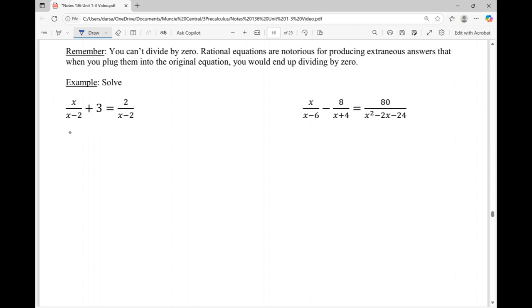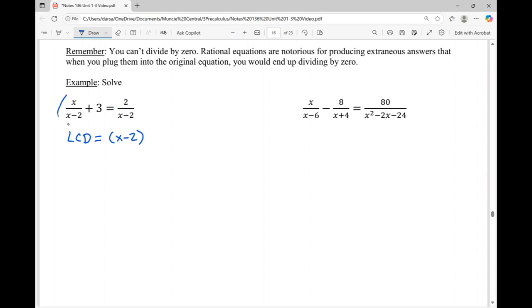So, what is the common denominator here? Well, I only see one kind of denominator, and that is x minus 2. So that is going to be our common denominator. Now, what a lot of students will do is they will multiply this fraction and this fraction by x minus 2, and they will ignore the 3. Remember, mathematically, that is not correct. And let's look at why that isn't going to work.